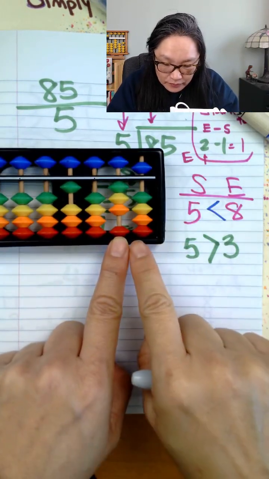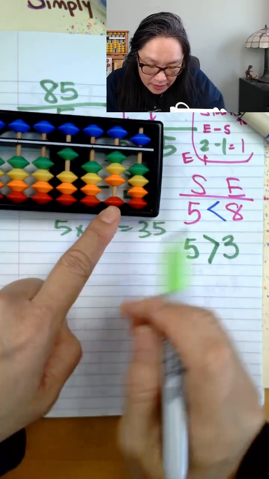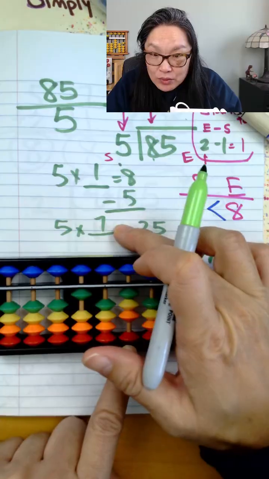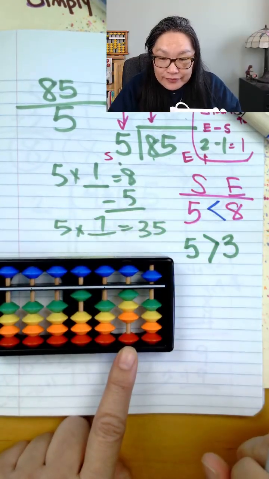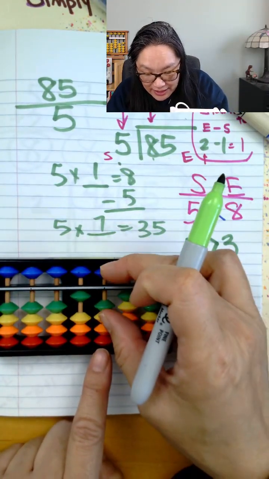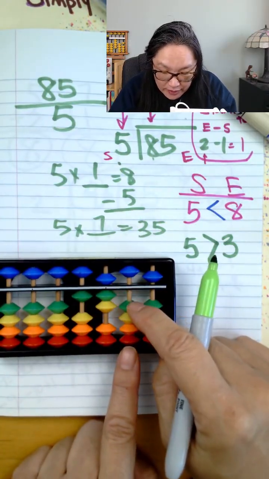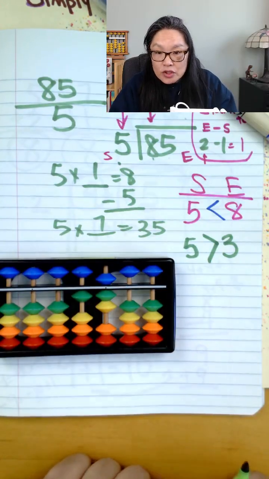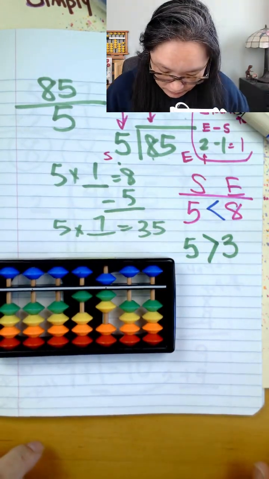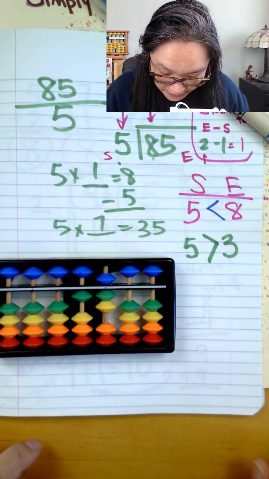So the question is, 3 times what is equal to 35? 3 times 7, so I add my 7 to my answer. And I take away 30, and I take away 5. So my answer is 17.